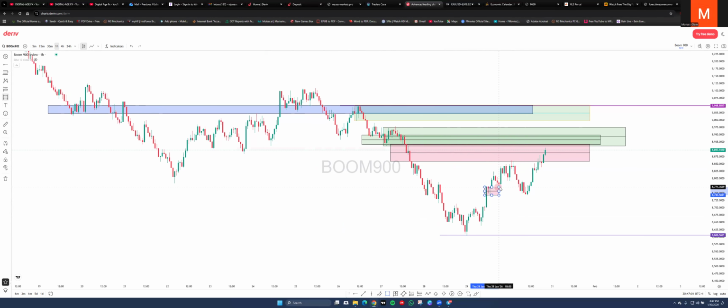Tested this area, sorry, it's pink, I think that's my fair value stuff. Tested this area here, although it took out this other block. If anybody was going to be taking this other block, it took out the other block and continued upwards back.